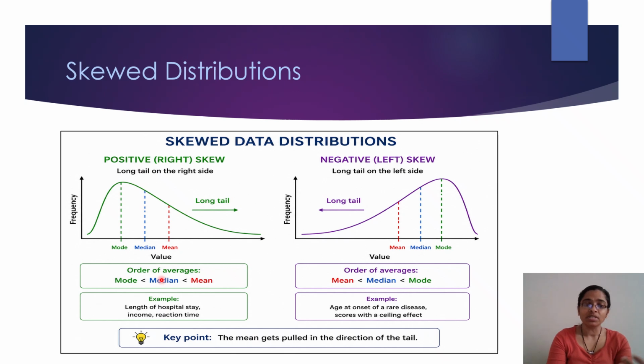Examples for positively skewed data: length of hospital stay, income, reaction time. These are all classical examples of positively skewed data. At the same time, negatively skewed data: age at onset of a rare disease. The age at onset of a rare disease will be somewhere towards here, isn't it? That is what is making the peak. And scores with a ceiling effect. So just remember, mean gets pulled in the direction of the tail, median stays in the middle, and of course the mode is the next one.